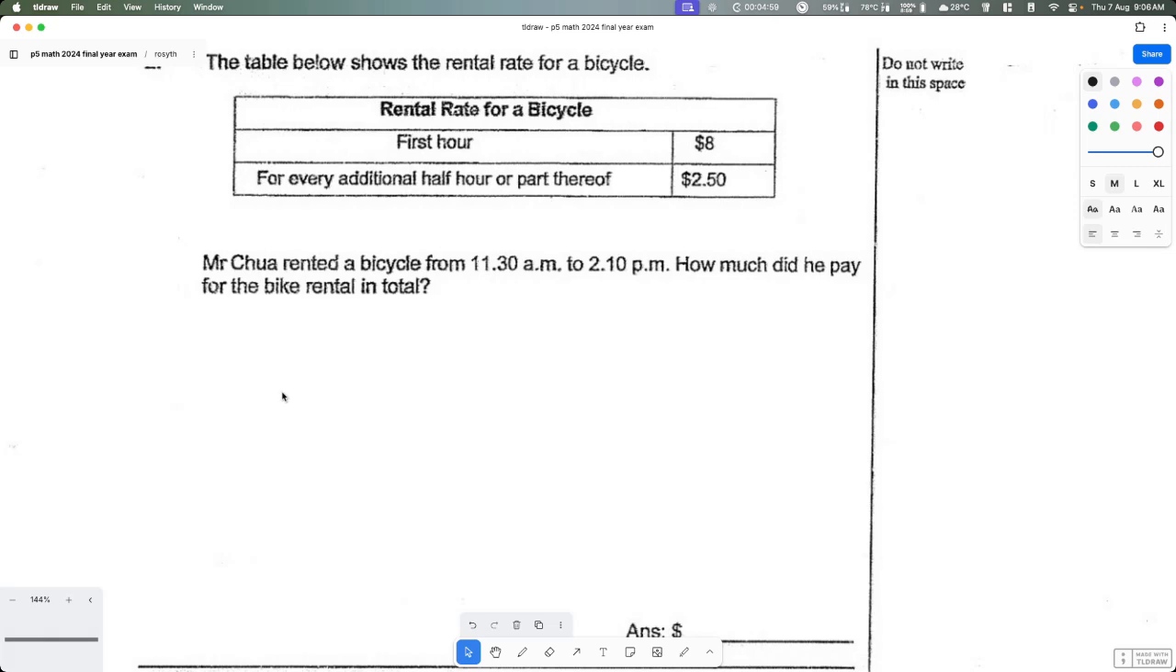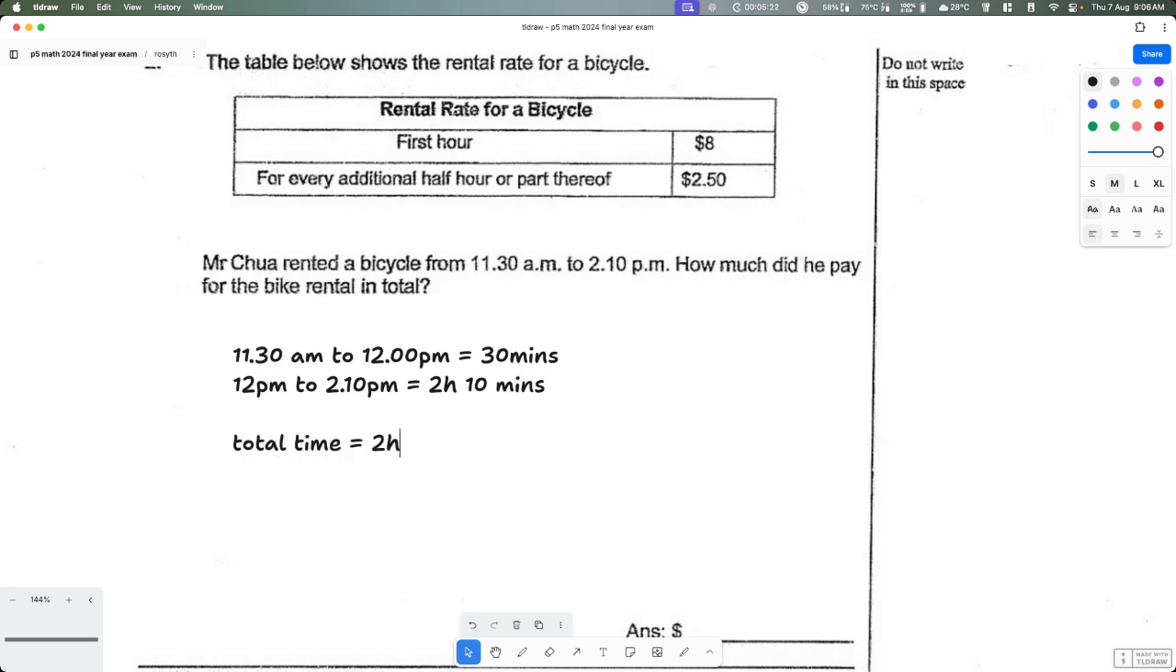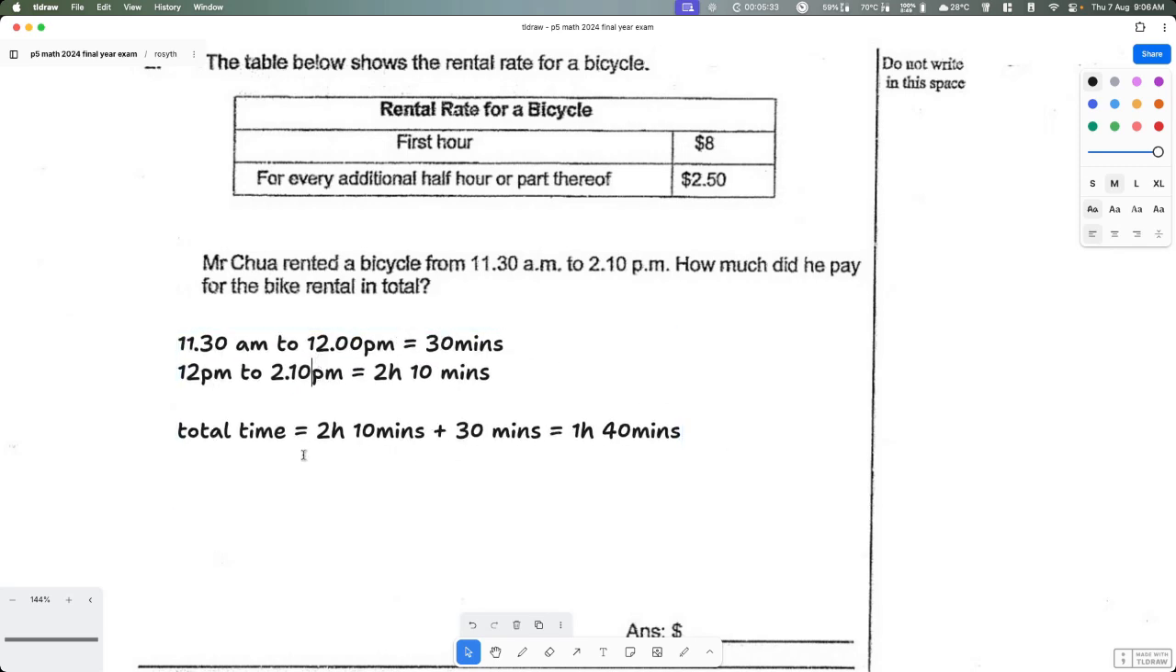Okay, so 11:30 a.m. to 12 p.m. is 30 minutes. 12 p.m. to 2:10 p.m. is equal to 2 hours and 10 minutes. Okay, so total time is 2 hours 10 minutes plus 30 minutes, which is equal to 2 hours and 40 minutes. Okay, so now we know the total time.